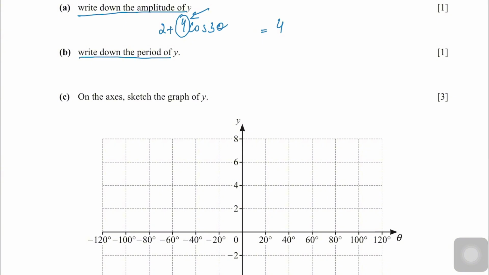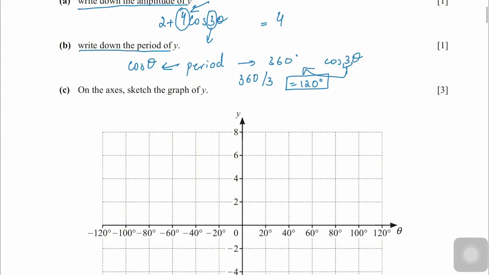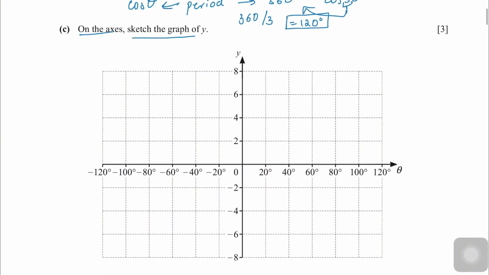Now, for the period of y, for a cos theta function, the period of cos theta is basically 360 degrees. But here we have cos 3 theta, so we will have 3 waves in 360 degrees. So we'll have our period as 360 divided by 3, which equals 120 degrees. So this would be our period. Final answer. On the axis, sketch the graph of y.